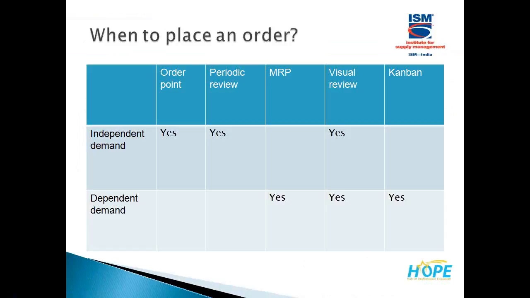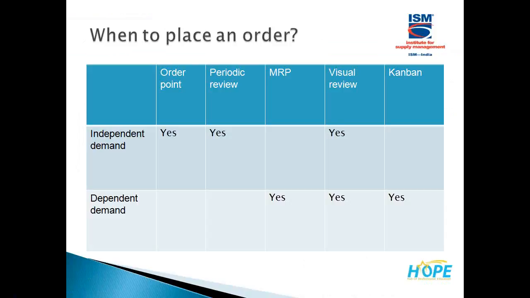Please be very careful when selecting the ordering system. Don't use the system which is good for independent demand for dependent demand. Take an example, order point system and periodic review system are very good for independent demand items, like at warehouse level. But for dependent demand items, MRP can be a good system. Visual review system can also be used, and Kanban is a very good system. So I can say MRP is one of the best systems for dependent demand.